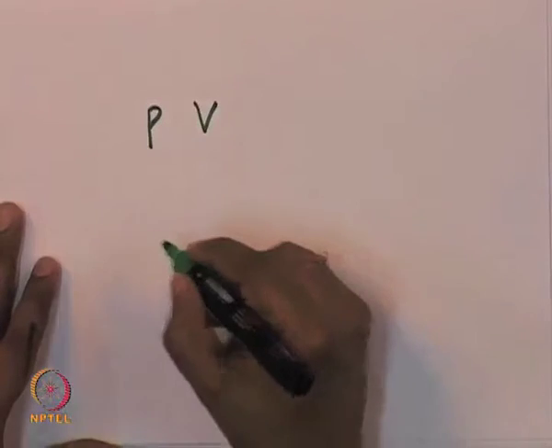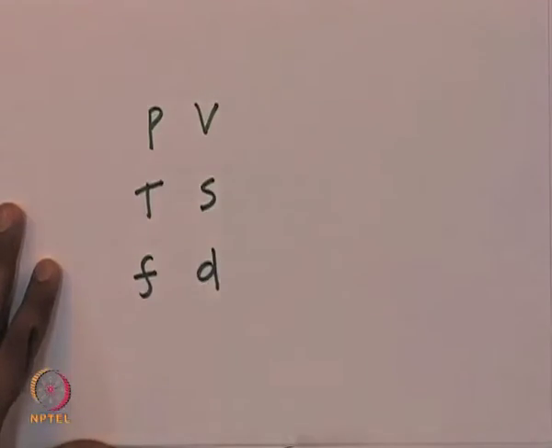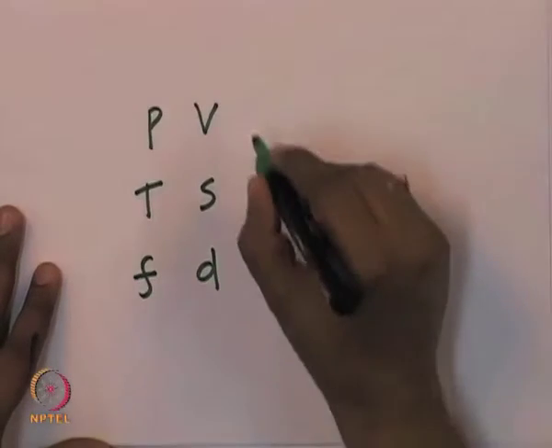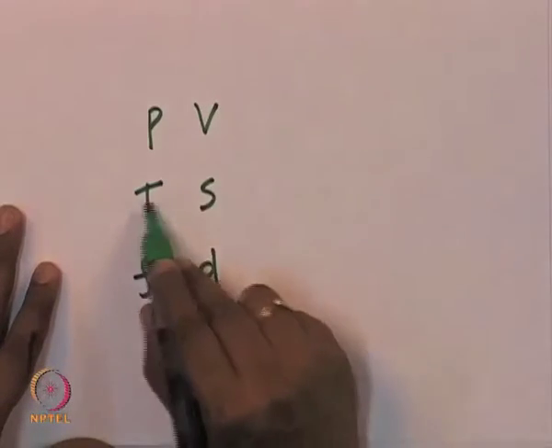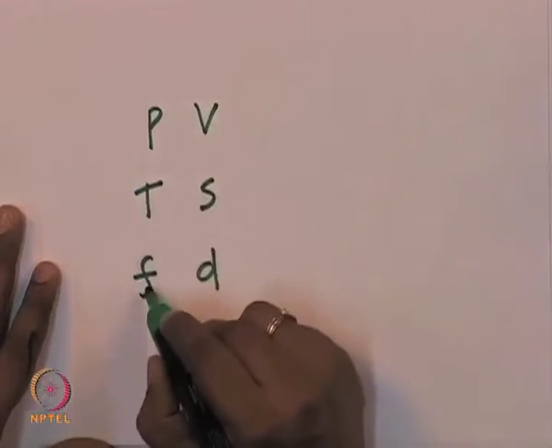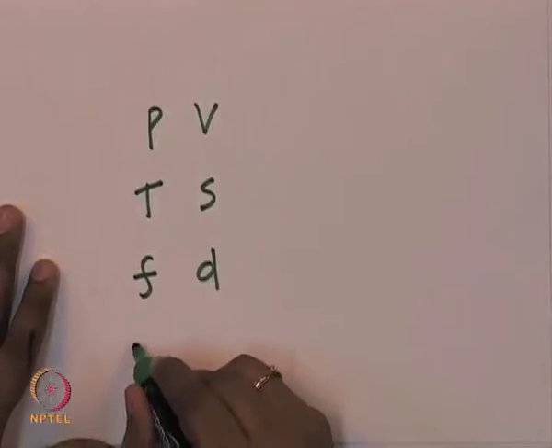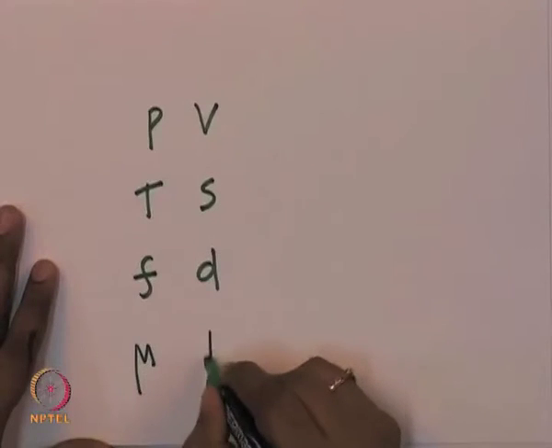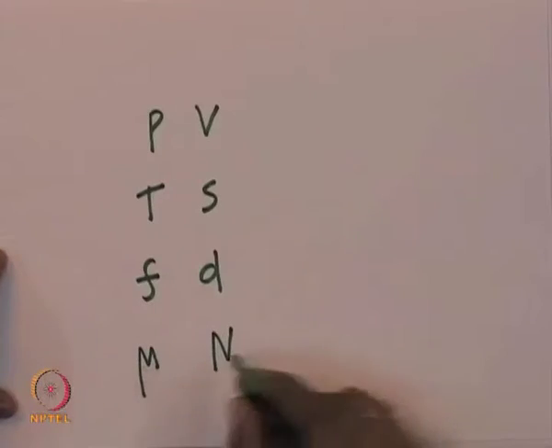Think about a few things you might have heard of in thermodynamics. Let us list a set of things that you have heard: pressure and volume, temperature, entropy, force, distance. All of this has a property that P into V has a dimension of energy, T into S has a dimension of energy, F into D has a dimension of energy. You can also say mu, which is chemical potential, and N, the number; the product has a dimension of energy.